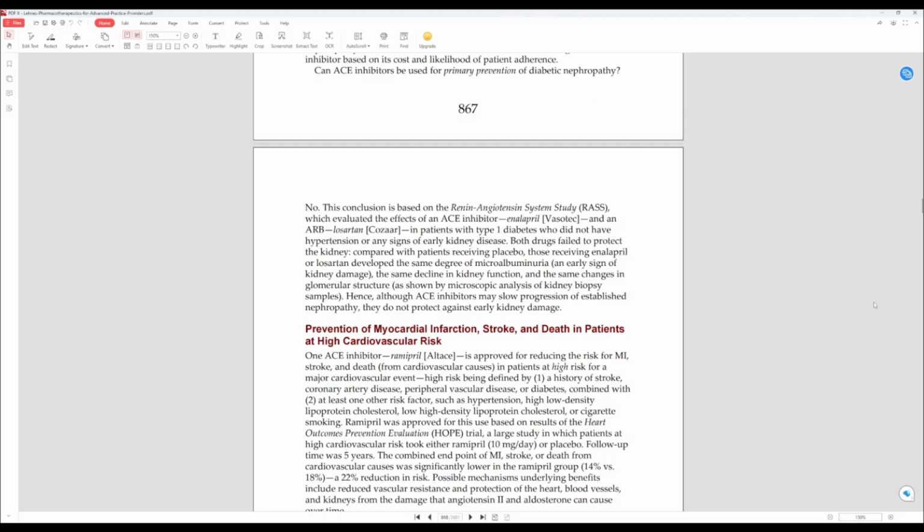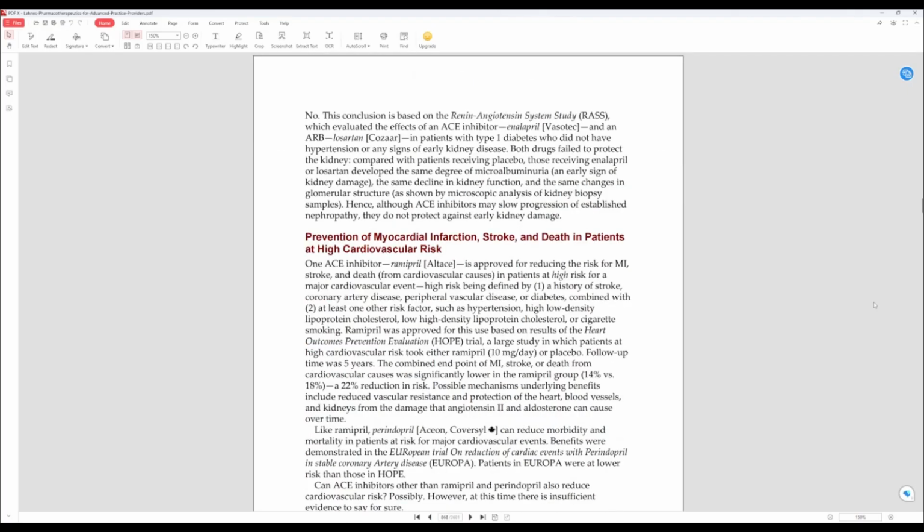So, can an ACE inhibitor be used for the primary prevention of diabetic nephropathy? The answer, unfortunately, is no. This conclusion is based on the Renin-Angiotensin System Study, which evaluated the effects of an ACE inhibitor, enalapril or Vasotec, and an ARB, losartan or Cozaar, in patients with type 1 diabetes who did not have hypertension or any sign of early kidney disease. Both drugs failed to protect the kidney. Compared with patients receiving a placebo, those receiving enalapril or losartan developed the same degree of microalbuminuria, an early sign of kidney damage, the same decline in kidney function, and the same changes in the glomerular structure.